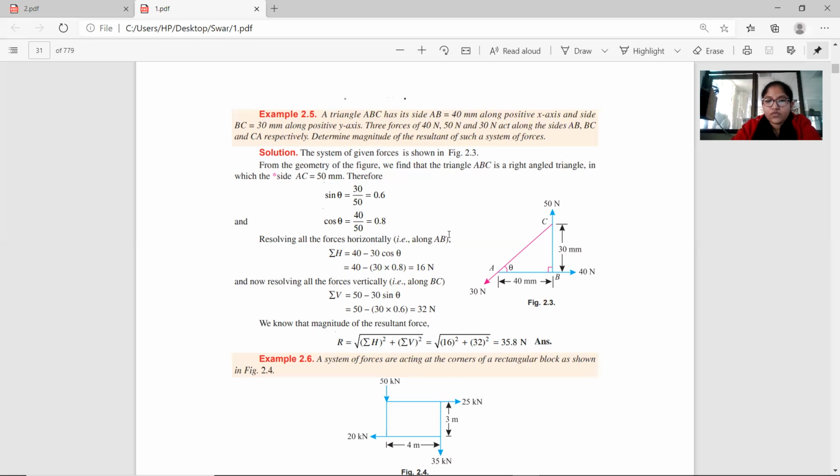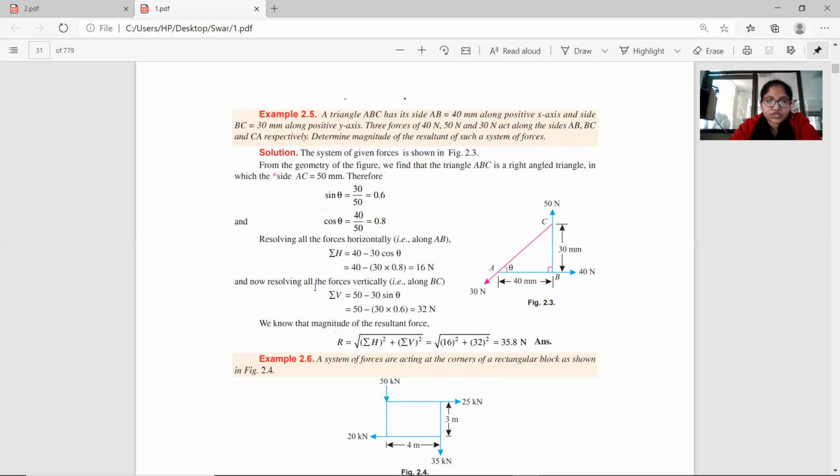Okay, so we are resolving all forces horizontally. If we are saying horizontally, then we take the cos theta. So sigma H equals 40, which is already in the horizontal axis or x-axis, and 30 cos theta, which we resolve. The value of cos theta we calculated as 0.8. Put this value in the equation, and after solving, sigma H will be 16 Newton.